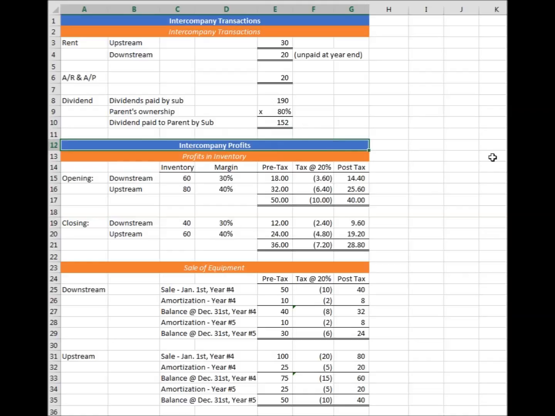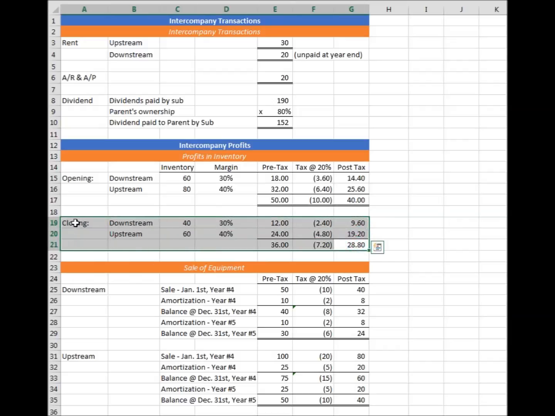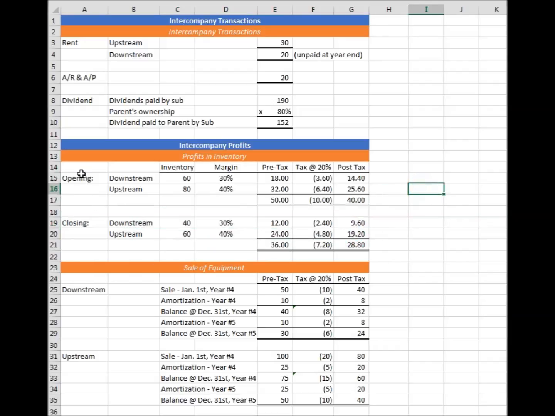Now moving on to intercompany profits. So we're going to start off with profits in the inventory first. So remembering that inventory is a current asset, and what that means is that since it's a current asset, it will come off our books within a year, assuming that we sell it. So the opening inventory is generally considered to be realized, and closing inventory is generally considered to be unrealized.